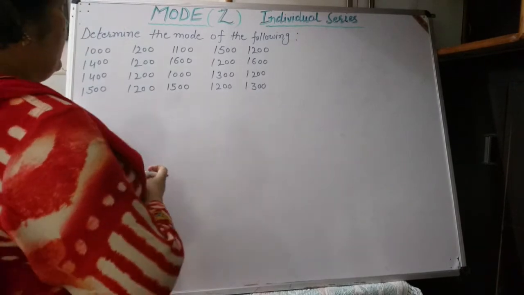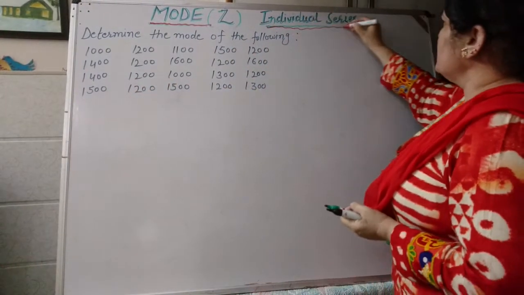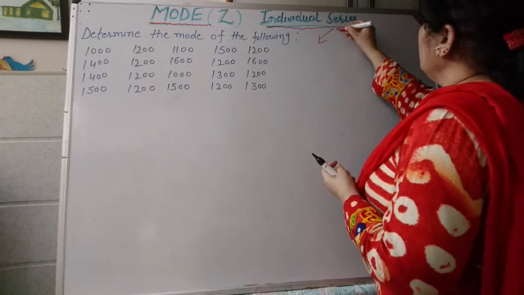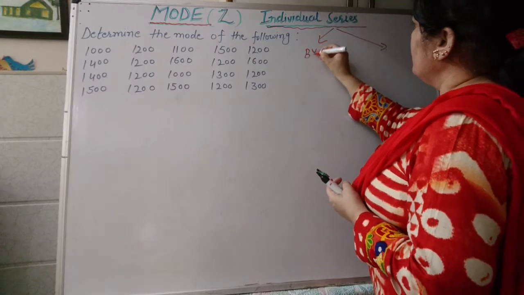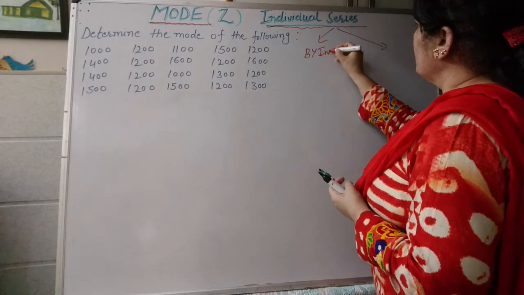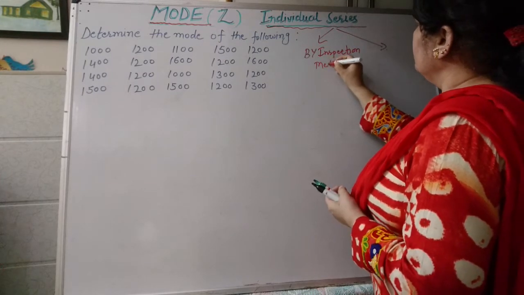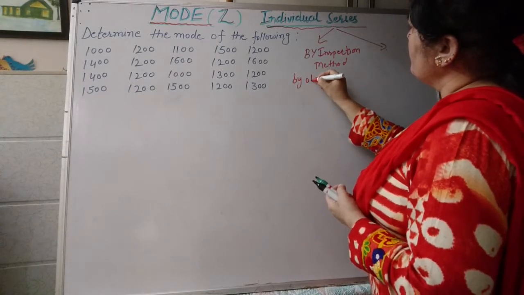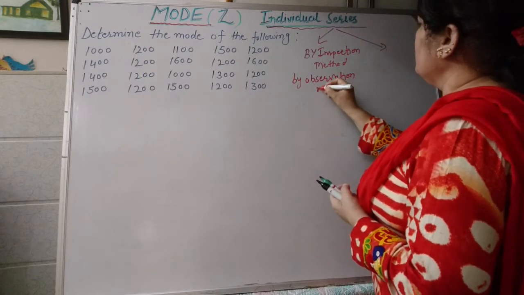In this video we will clear mode. Calculation of mode in an individual series. In an individual series we can calculate mode by two methods. Number one, by inspection method or by observation method.